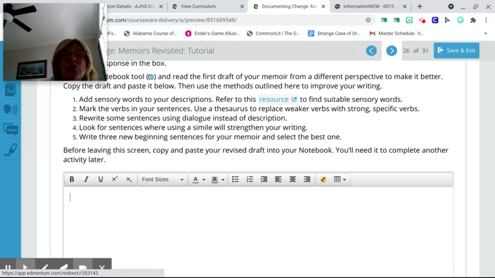Look for places where you could maybe use a simile to strengthen your writing, okay? It sounded like firecrackers going off in my mind. Add a simile. And then you want to maybe try writing 3 new beginning sentences for your memoir. What would be 3 other ways that you could start it? And then select the best one and go with it.